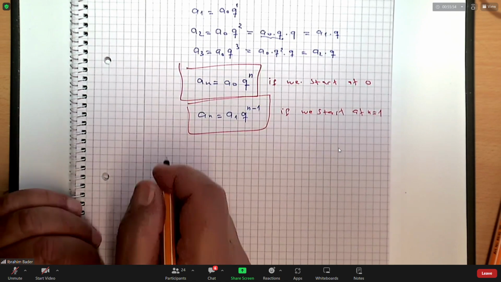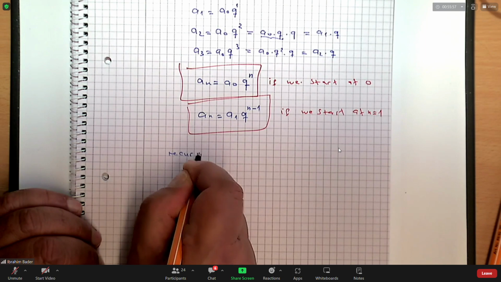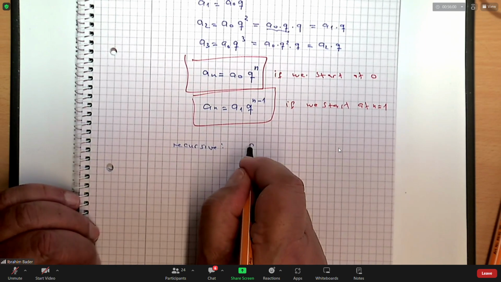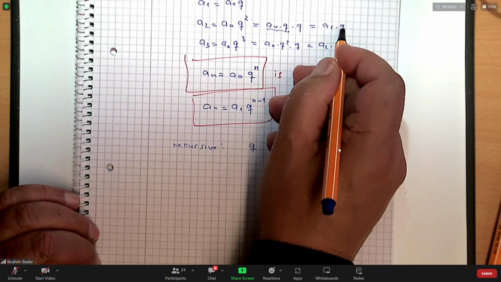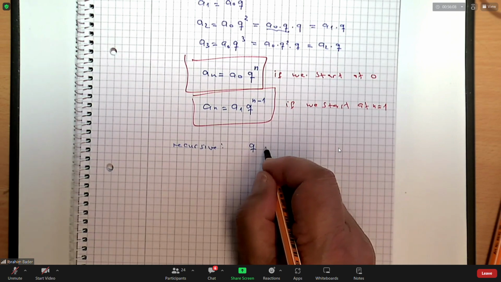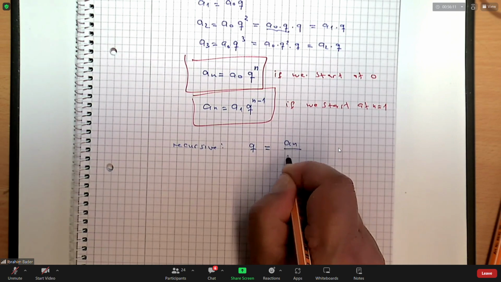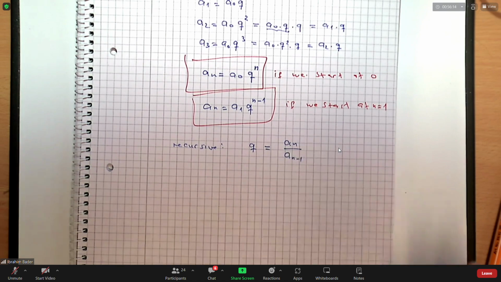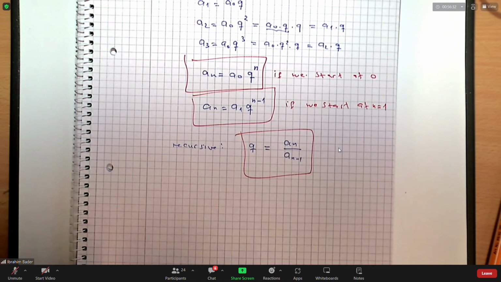Okay? So the recursive formula for this is, if you just take AN divided by the previous term, that means the ratio of two successive terms, the successive term divided by the previous term, is always a constant. This is the recursive formula. And that's why this Q is called the ratio.